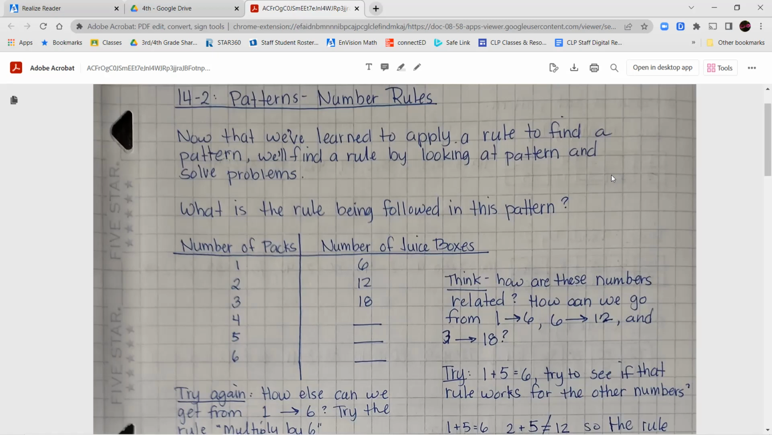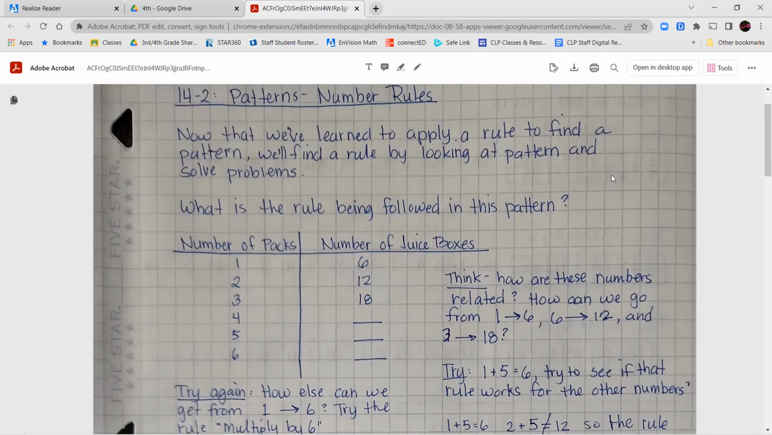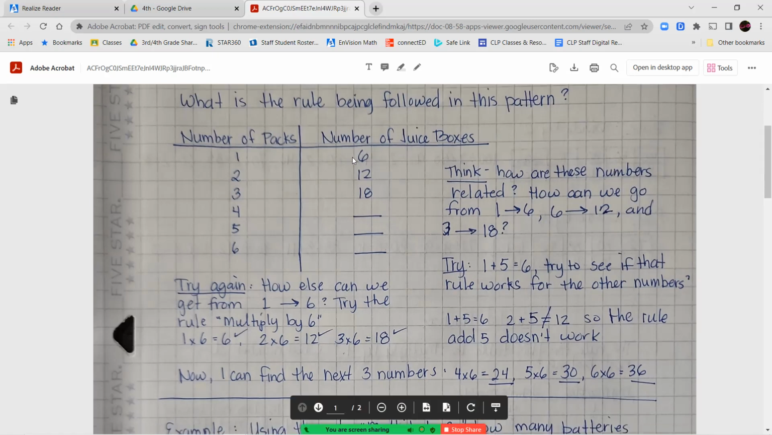So here we have a number of packs and the number of juice boxes in each pack. Now, from looking at the numbers, we see that 1 pack has 6 juice boxes, and 2 packs has 12 juice boxes, and 3 packs has 18 juice boxes. So I need to stop and think, how are these numbers related? How do I get from 1 to 6 and from 2 to 12 and from 3 to 18?